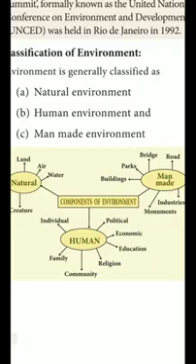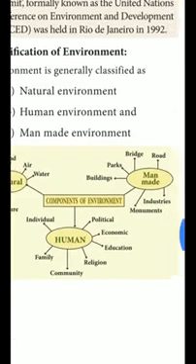Next, third one is the man-made environment. What are the things man has made in this environment? How did man make the environment? They have created many things, isn't it? For example, man has created bridges, roads, industries, monuments, buildings, houses, parks, etc. Like that, many things man has made.